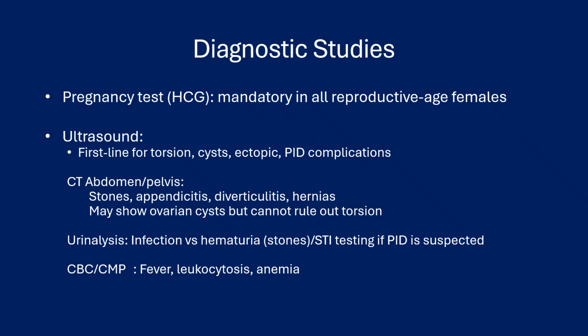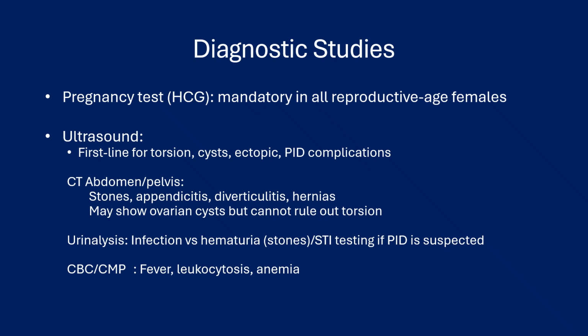Diagnostic studies. Pregnancy test, mandatory in all reproductive age females, tubal ligations don't count. Ultrasound is the first line test for torsion, cyst, ectopic pregnancies, PID complications. CT of the abdomen and pelvis, the test of choice for looking for kidney stones, appendicitis, diverticulitis, and also evaluating hernias. It may show ovarian cyst, but it cannot rule out torsion.